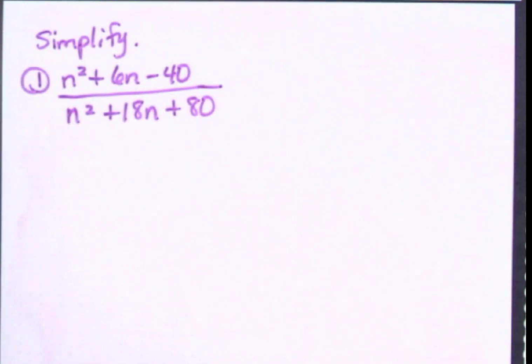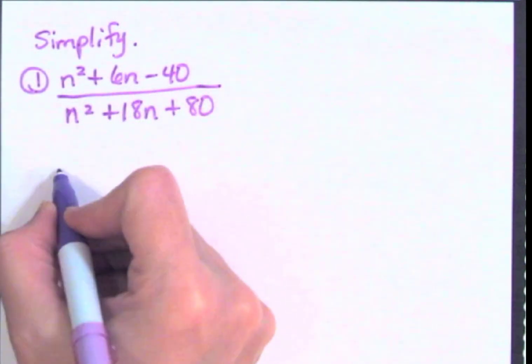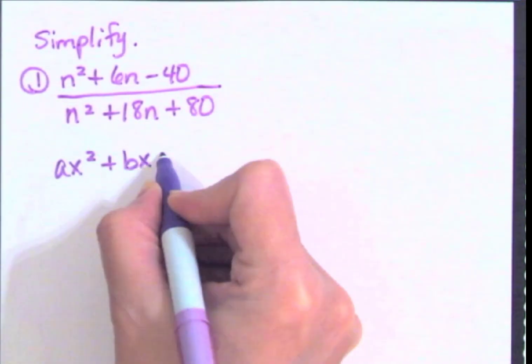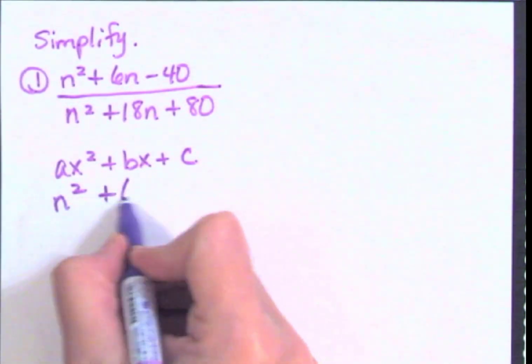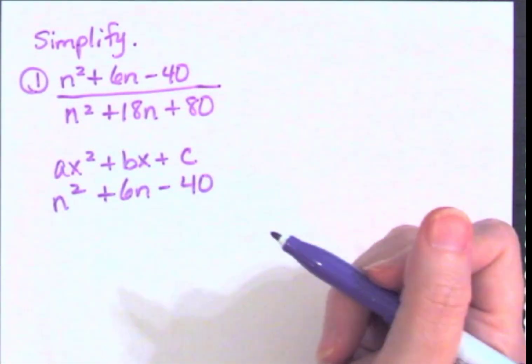Welcome back. Today we're going to be simplifying rational expressions that involve trinomials. So in each expression I have three terms and they are in the form ax squared plus bx plus c. I'm going to factor that first one, n squared plus 6n minus 40. And I like to use the t method.